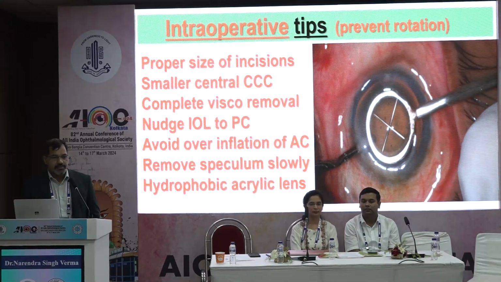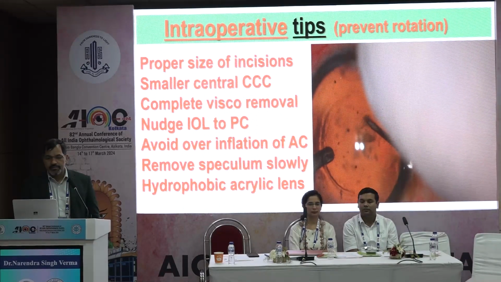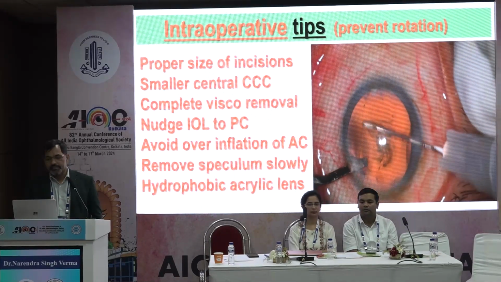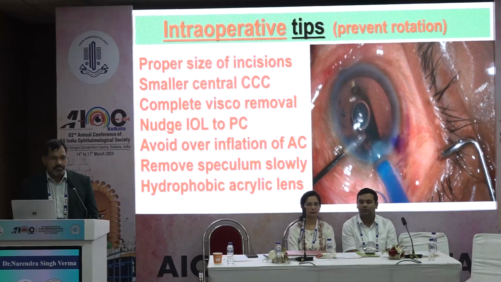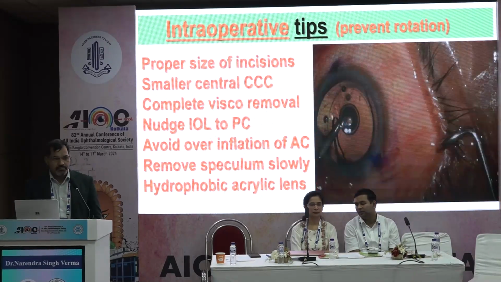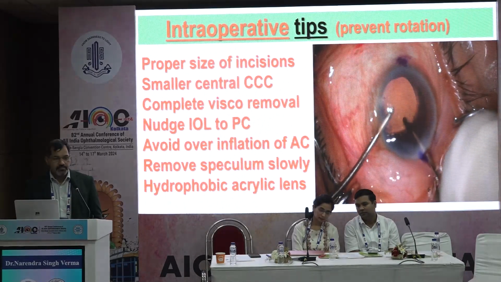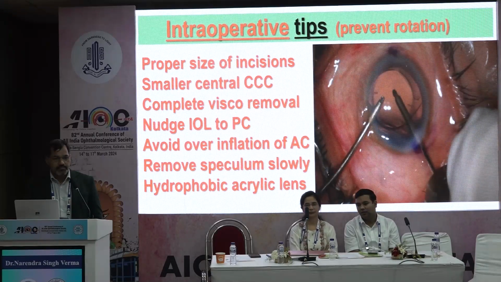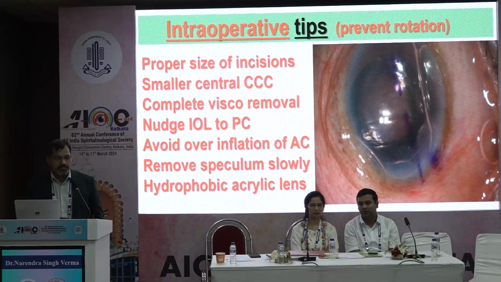CCC should be smaller, round and central. It should be between 4.5 to 5.5 millimeters so that there is capsular coverage from all sides. Complete viscoelastic removal from the front and back of the lens. Hydroimplantation of the toric IOL is a better option. Tilt the lens, move the irrigating cannula behind the lens and wash all the viscoelastic properly. Fill the AC with an air bubble and nudge the IOL to the posterior capsule.